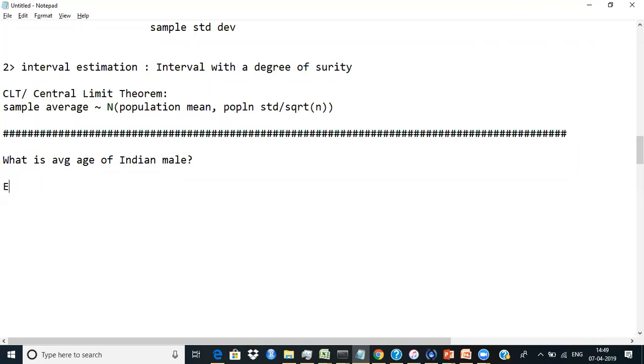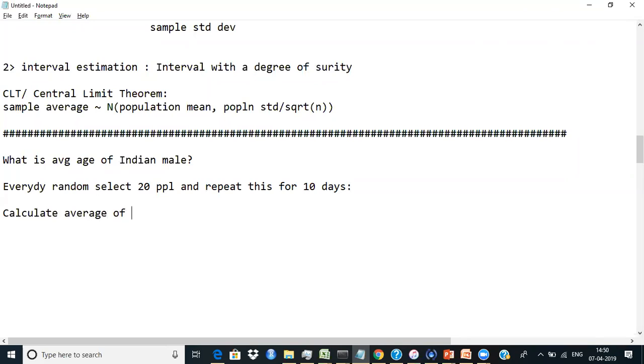Okay, so let's say every day you randomly select 20 people and repeat this for 10 days. So how many samples do you have? 10 samples, each sample having 20 observations. Make sense? Okay.